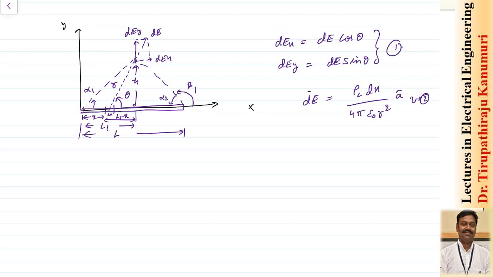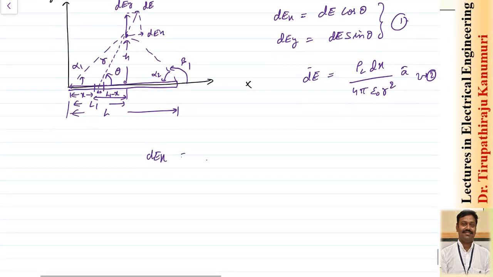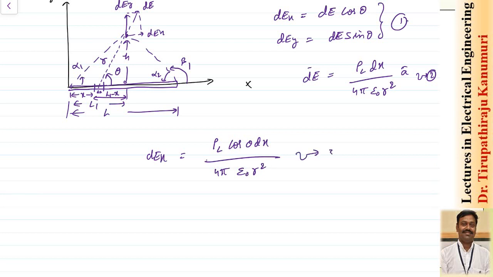Getting it? So now, using equation number 1, I can write the equation in the x direction. I can write dEx is equal to rho L cos theta dx divided by 4 pi epsilon naught r square, because that rho L becomes rho L cos theta here. So this I am taking as equation number 3.